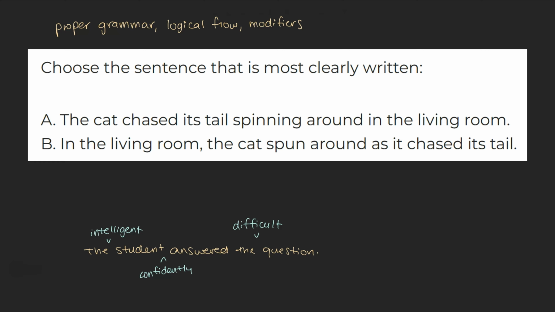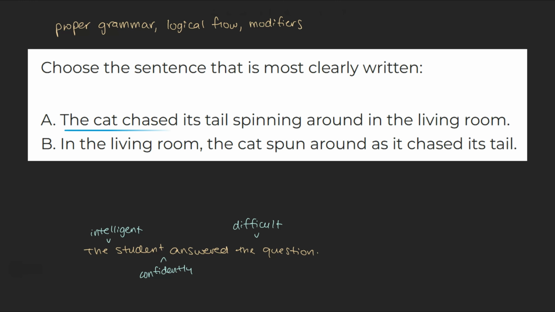When applied ambiguously, modifiers can decrease the clarity of a sentence, as we see in the famous joke, "One morning I shot an elephant in my pajamas. How he got in my pajamas, I don't know." With all of this in mind, let's take a look at our sentences.